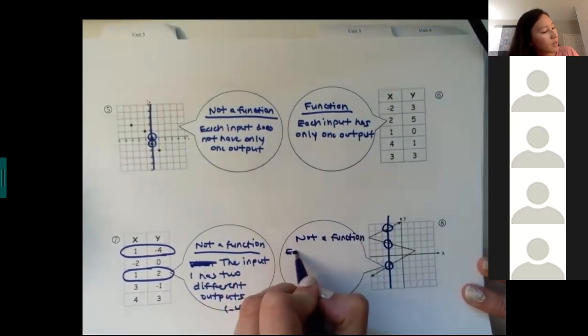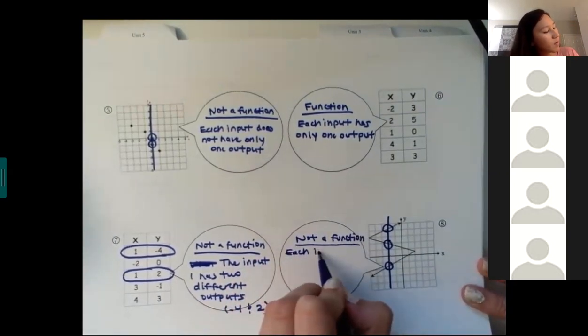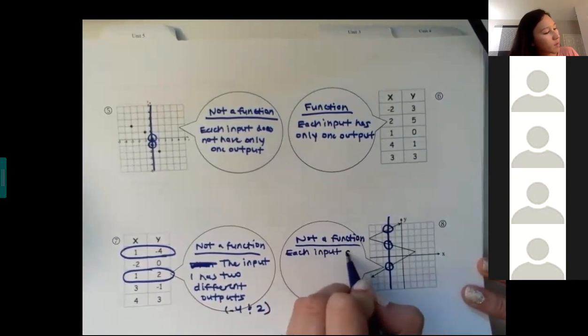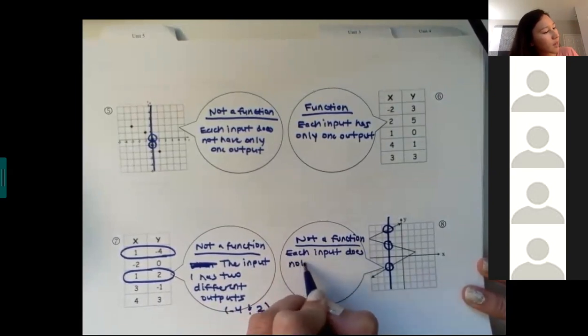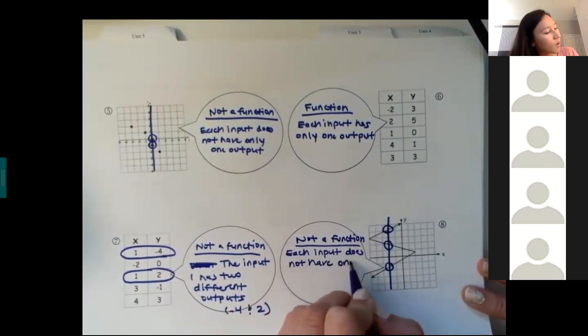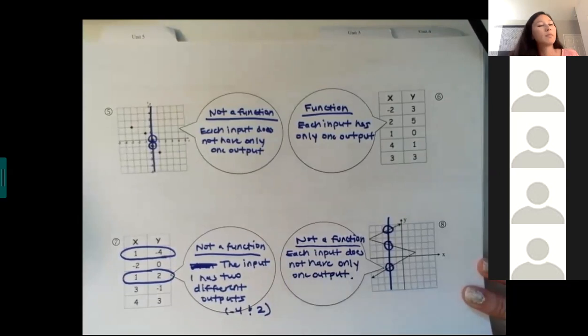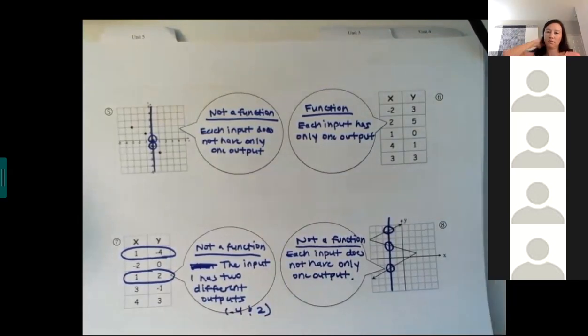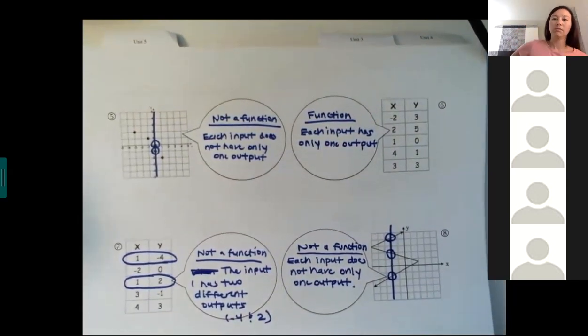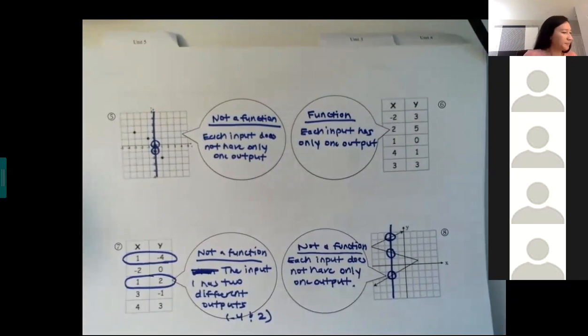Each input does not have only one output. Very good.